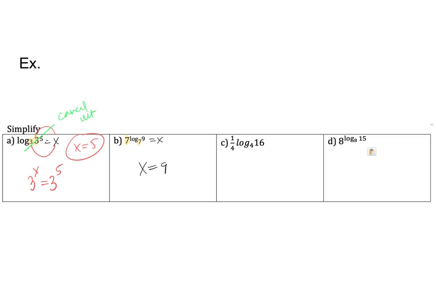Here the bases aren't quite the same. Log base 4 of 16, I can find out what that is. 4 to the x equals 16, x equals 2, and then I've got 1/4 times 2 right here, which is 1/2. So I had to break that one down a little bit more. Here the bases are the same, they cancel, x equals 15.